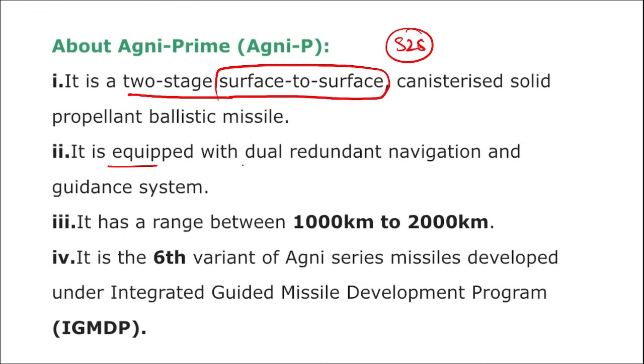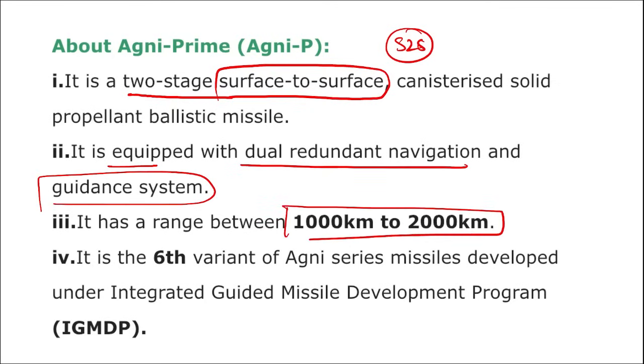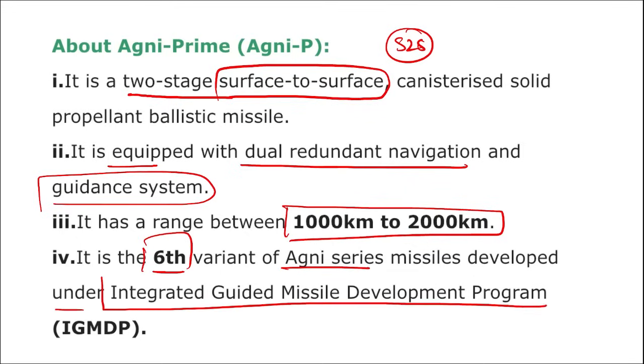Then it is equipped with a dual redundant navigation and guidance system. It has a range of 1000 to 2000 kilometers, that is a heavy range. Then this is the 6th variant of the Agni series that was developed under the Integrated Guided Missile Development Program. Correct. As we saw, this is the sixth variant. What are the other five variants or other five missiles?